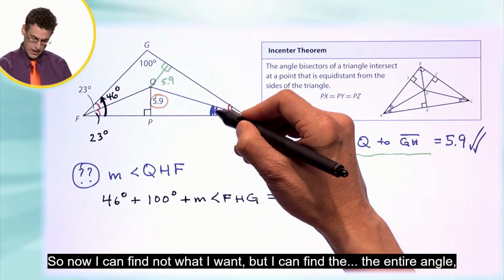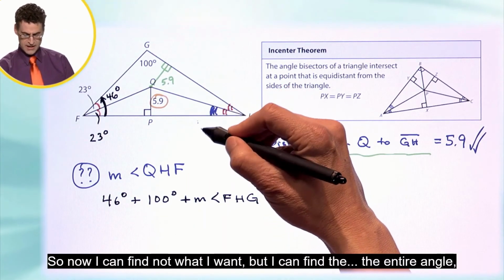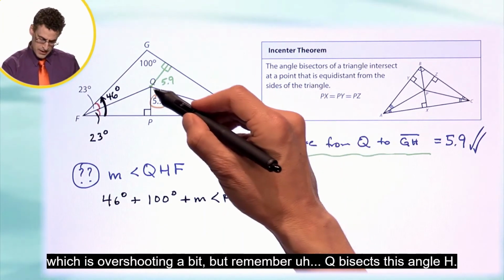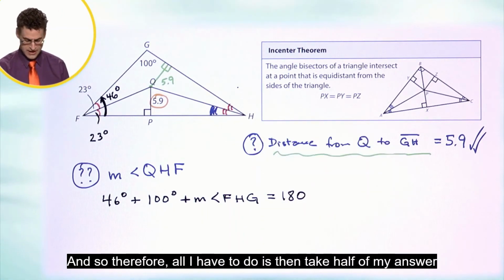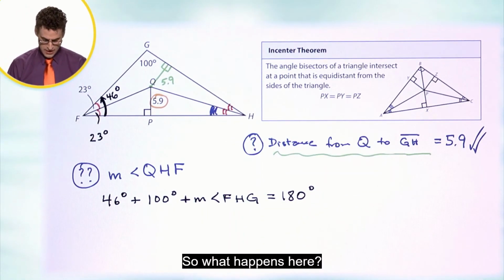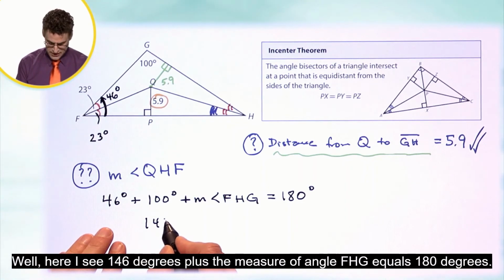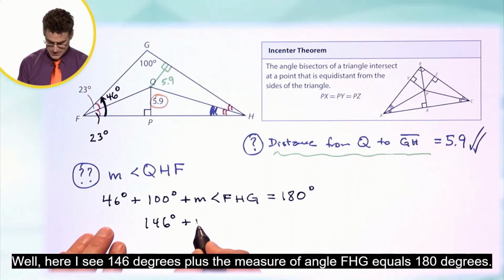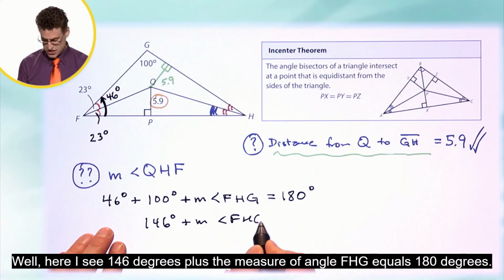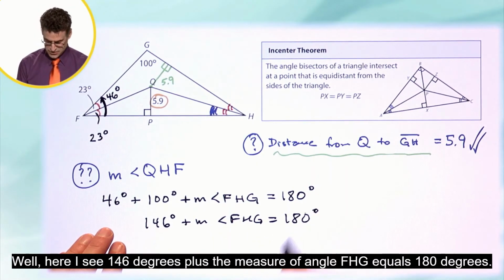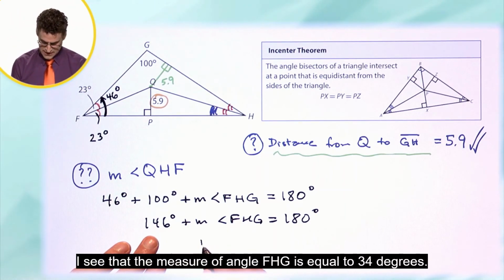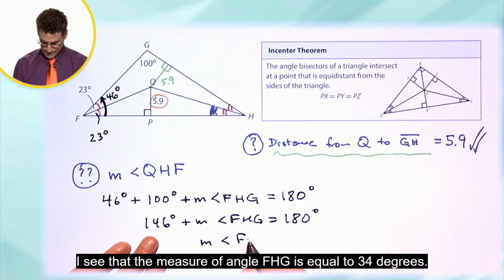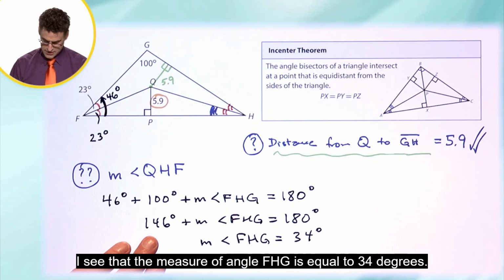So now I can find not what I want, but I can find the entire angle, which is overshooting a bit. But remember, Q bisects this angle H, and so therefore all I have to do is then take half of my answer, and I get what I want. So what happens here? Well, here I see 146 degrees plus the measure of angle FHG equals 180 degrees. And so if I subtract 146 degrees from both sides, I see that the measure of angle FHG is equal to 34 degrees.